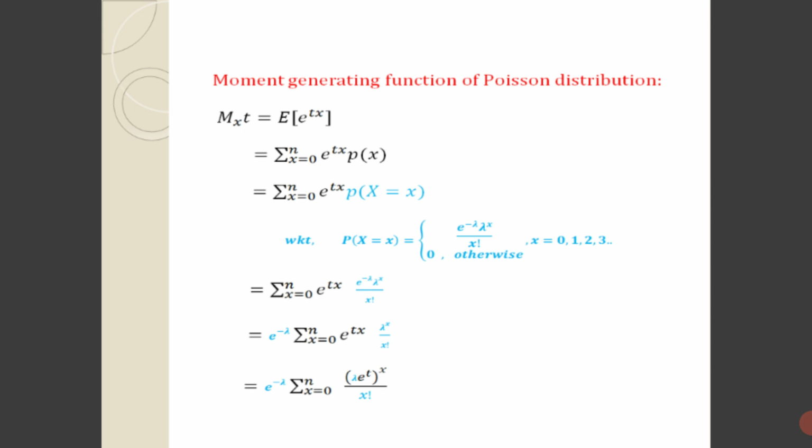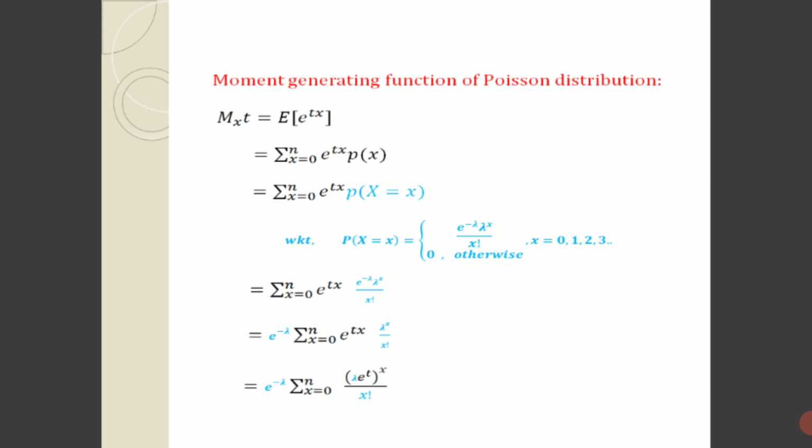Using this probability mass function in the above equation, we get summation of x equal to 0 to n of e^(tx) into e^(-lambda) lambda^x by x factorial. Here e^(-lambda) is a constant, so we take e^(-lambda) outside. The above equation is rewritten as e^(-lambda) summation of x equal to 0 to n of e^(tx) lambda^x by x factorial.